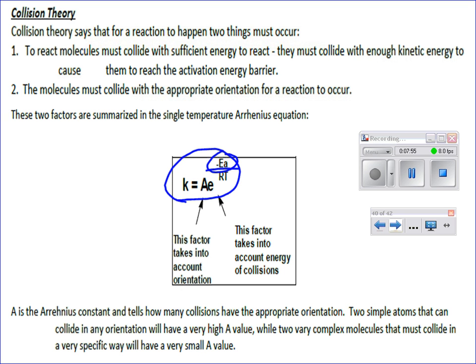And the molecules also have to hit at the right orientation. This is an orientation factor. You never have to do math with it. It's just that A gets higher and higher and higher the more complex the reaction is, and the more complex the collisions have to be in order for the reaction to happen. Okay? So those are the 2 factors. Collision at the appropriate orientation and collide with sufficient energy.